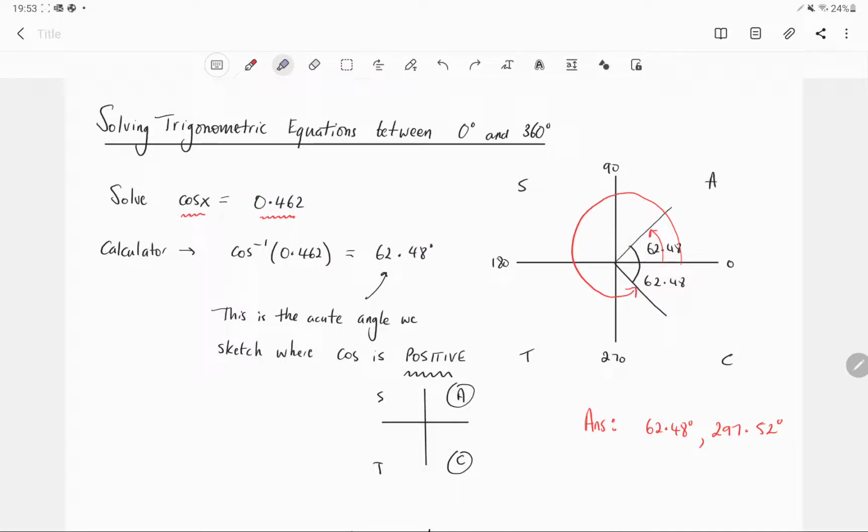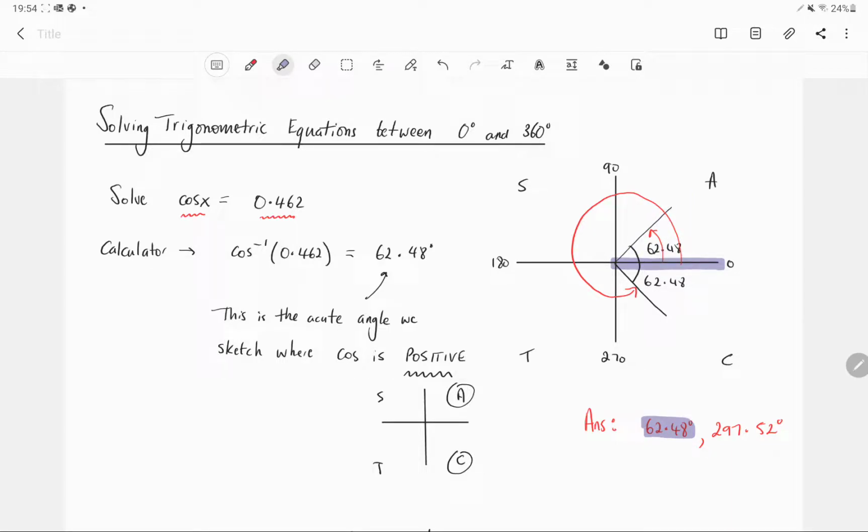Then it's a matter of knowing how to use the CAST diagram. So in a CAST diagram we start at this point and for positive angles we go counterclockwise or anti-clockwise. So from 0 we're going to turn until we hit the first angle here, which is 62.48 degrees. So that is one of our answers.